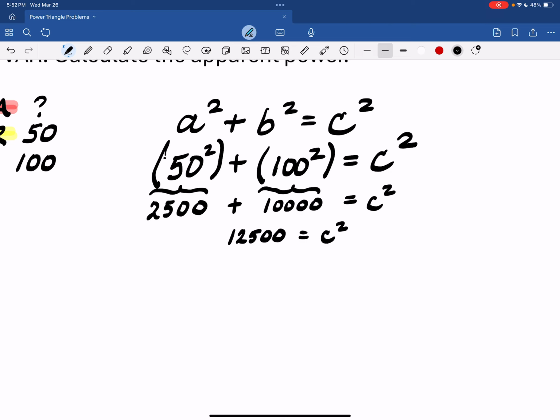But we want to know c, so we have to take the square root. I am using a calculator. So c would be plus or minus the square root of 12,500. And that is not an even number, so I'm hoping I can remember this. This is an approximation of 111.80. I want to round these to the tenths, and I'm just setting that rule.